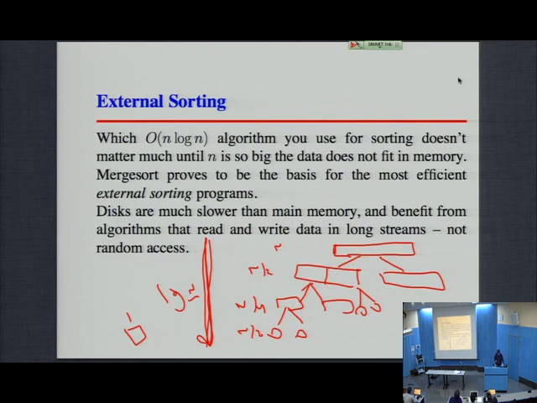In going from this level back to here, when I had the two sorted half arrays, how many steps were being done? This was n over 2 elements that had already been sorted. These are n over 2 elements that had already been sorted. Merging them took how many steps? Yeah? N. So this was n steps.